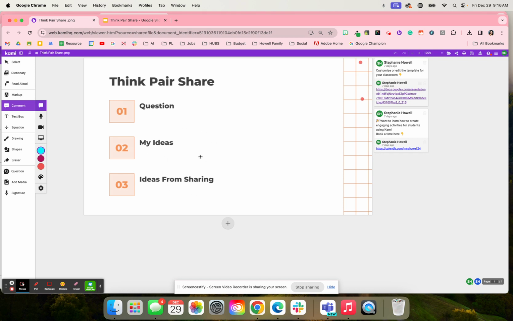And then that is how students will kind of think first. They're going to talk with partners. And then after they talk with partners, we're going to come together as a whole class and share all of our ideas together.